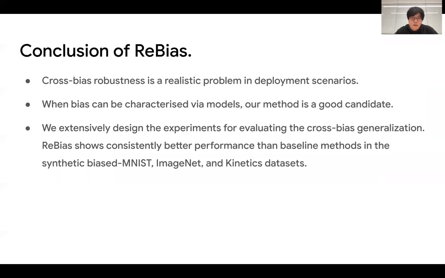Okay, so here is the conclusion of this talk. In this work, we tackle a realistic scenario, cross-bias robustness. If your bias can be characterized by your model, this method is a good candidate to use. And we extensively designed experiments for evaluating cross-bias generalization, which is extremely hard to define. Our model consistently shows better performance than baselines in various kinds of benchmarks.